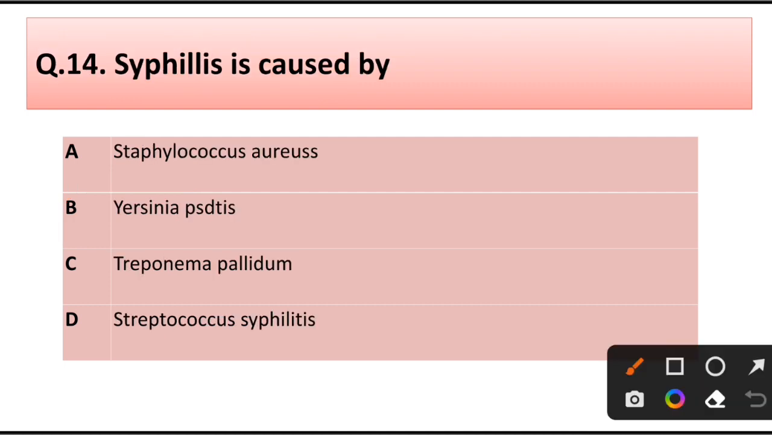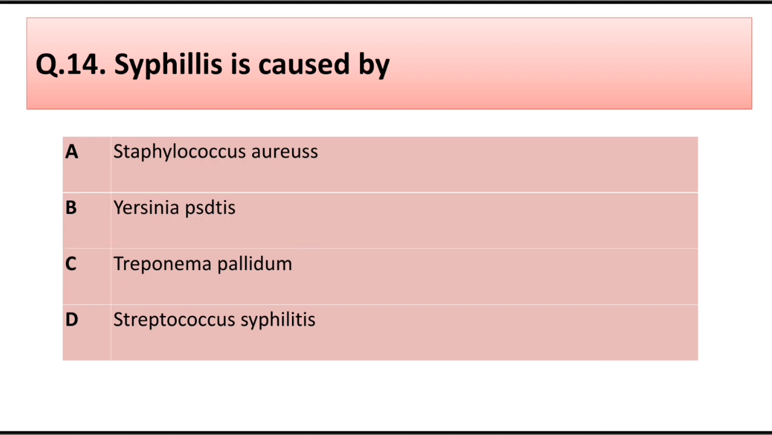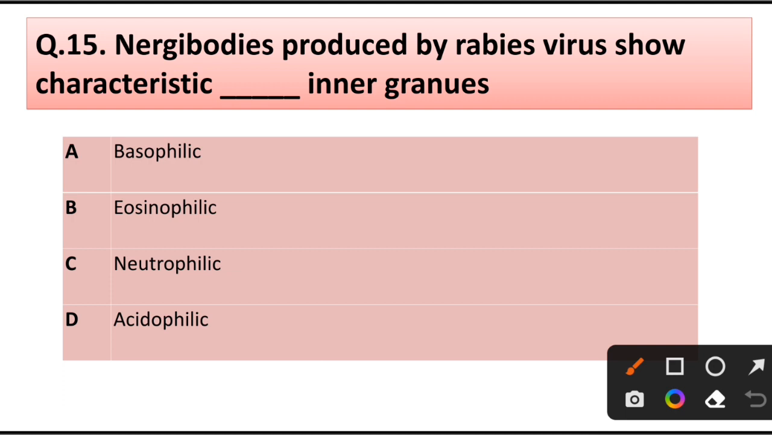Question number 14. Syphilis is caused by Staphylococcus aureus, Yersinia pestis, Treponema pallidum, Staphylococcus epidermidis. Correct answer is option C. Treponema pallidum.